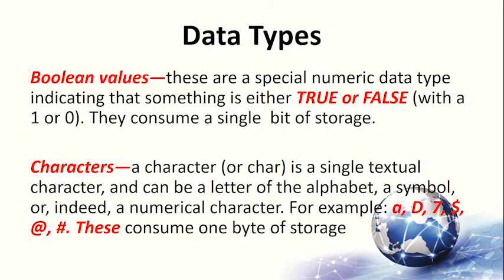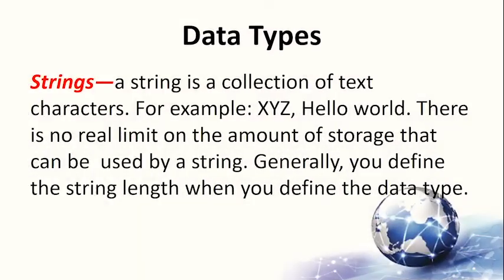Characters, or char, is a single textual character and can be a letter of the alphabet, a symbol, or indeed a numerical character. For example, A, D, 7, dollar sign, at sign, hashtag. This consumes 1 byte of storage. Strings: a string is a collection of text characters. For example, XYZ, hello world. Those are examples of strings.